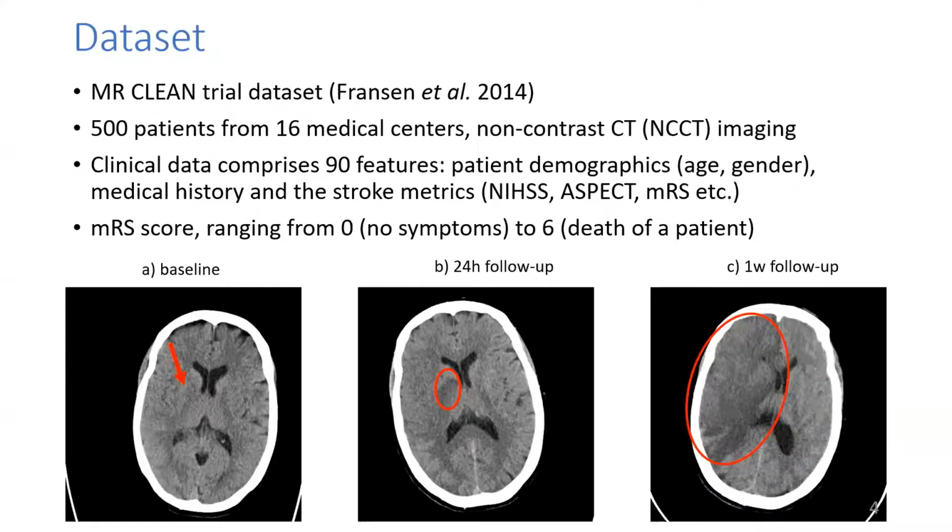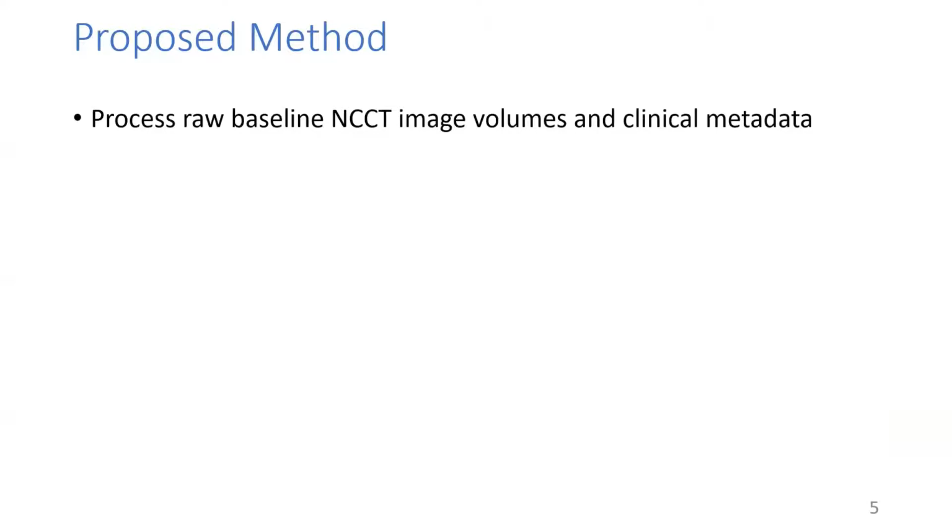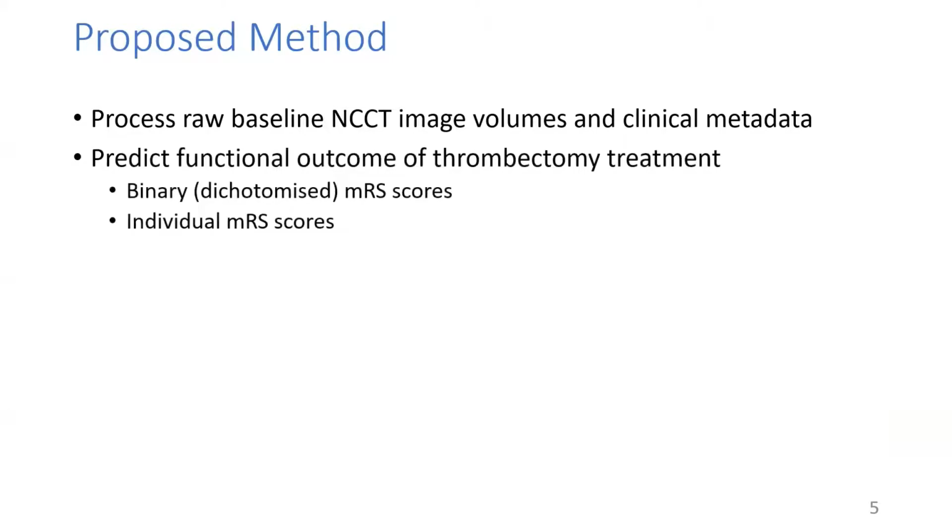It is important to note that from the set of scans, we utilize only the baseline NCCT volume in this study. In our proposed method, we consider multimodal data, both raw baseline NCCT scan and clinical information. Generally, MRS scores are divided into 2 groups, and the model will predict a binary outcome. We estimate not only binary MRS scores, but also individual MRS scores. To the best of our knowledge, there is no other work that can predict individual MRS scores.